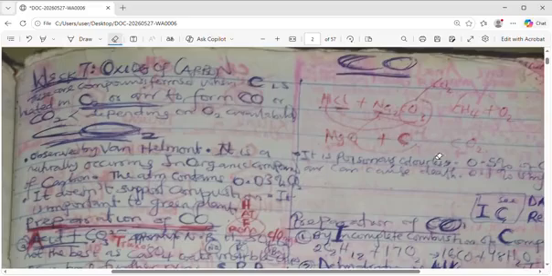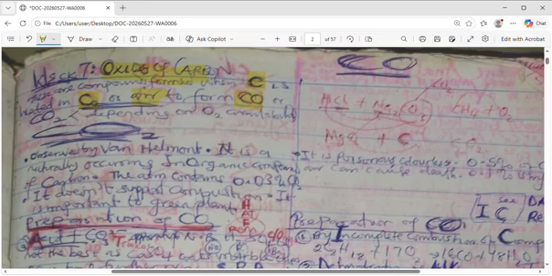In this lesson, we're looking at the topic oxides of carbon. What are oxides of carbon? These are compounds formed when carbon is heated in oxygen or air. That means if I say air, I'm still talking about oxygen, to form carbon monoxide, that's CO.